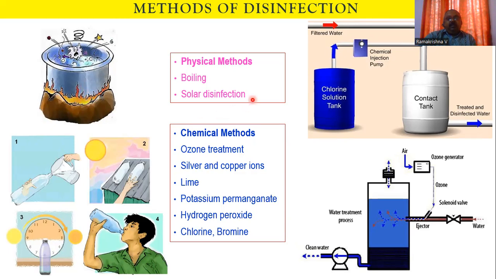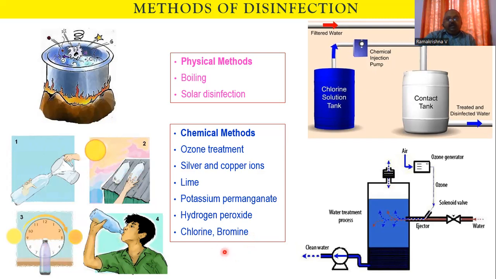The other method, used particularly in rural and tribal areas, is the solar disinfection method, also called SODIS in short. SODIS stands for solar disinfection. Here you keep the water in a transparent bottle, preferably a plastic bottle, and expose it to the sun, and the sun rays will pass through. The ultraviolet rays present in the solar radiation will disinfect the microorganisms. After some contact time, you remove the bottle and drink the water, which is much safer.